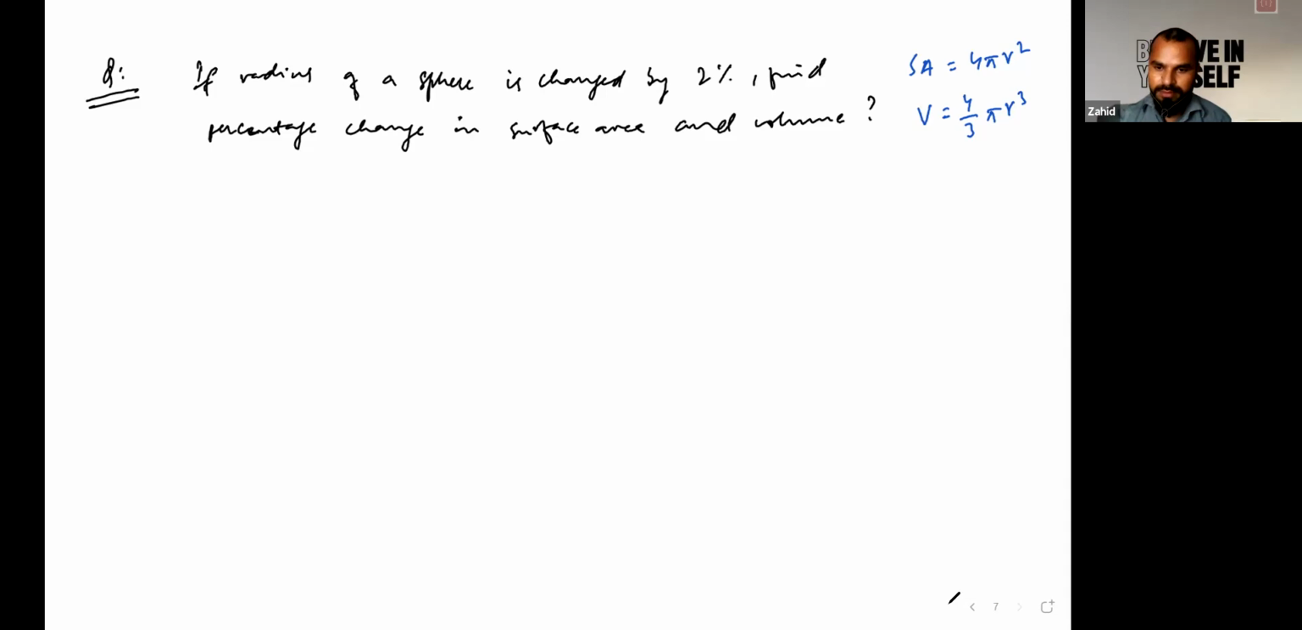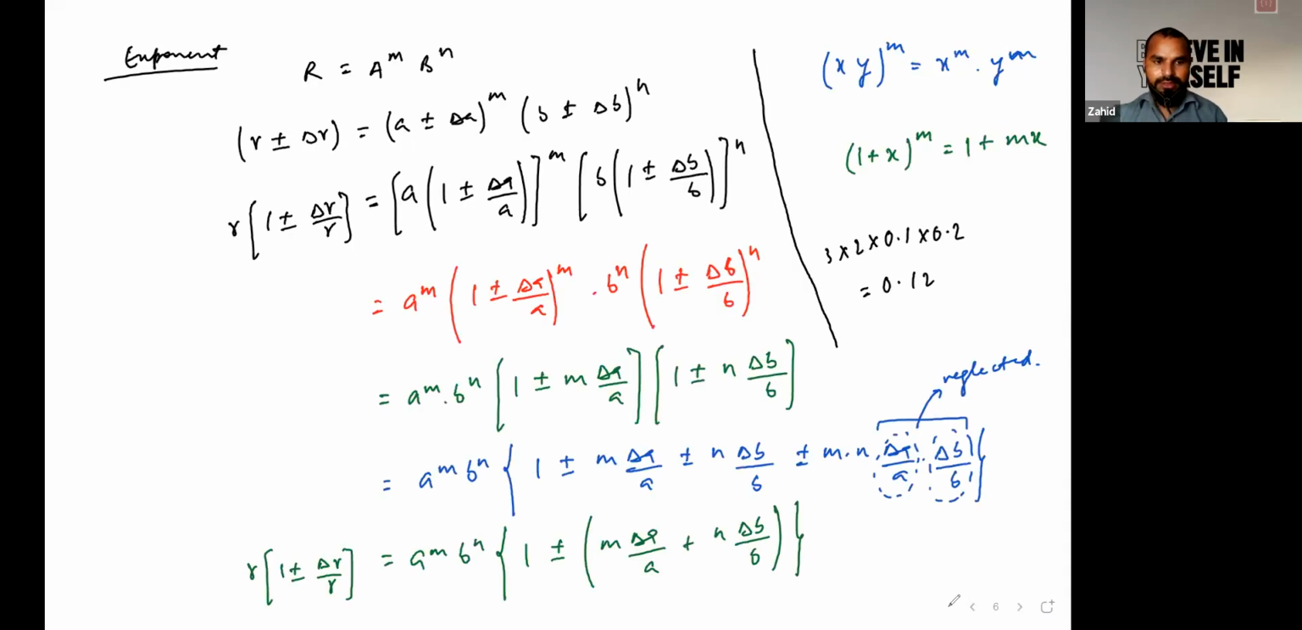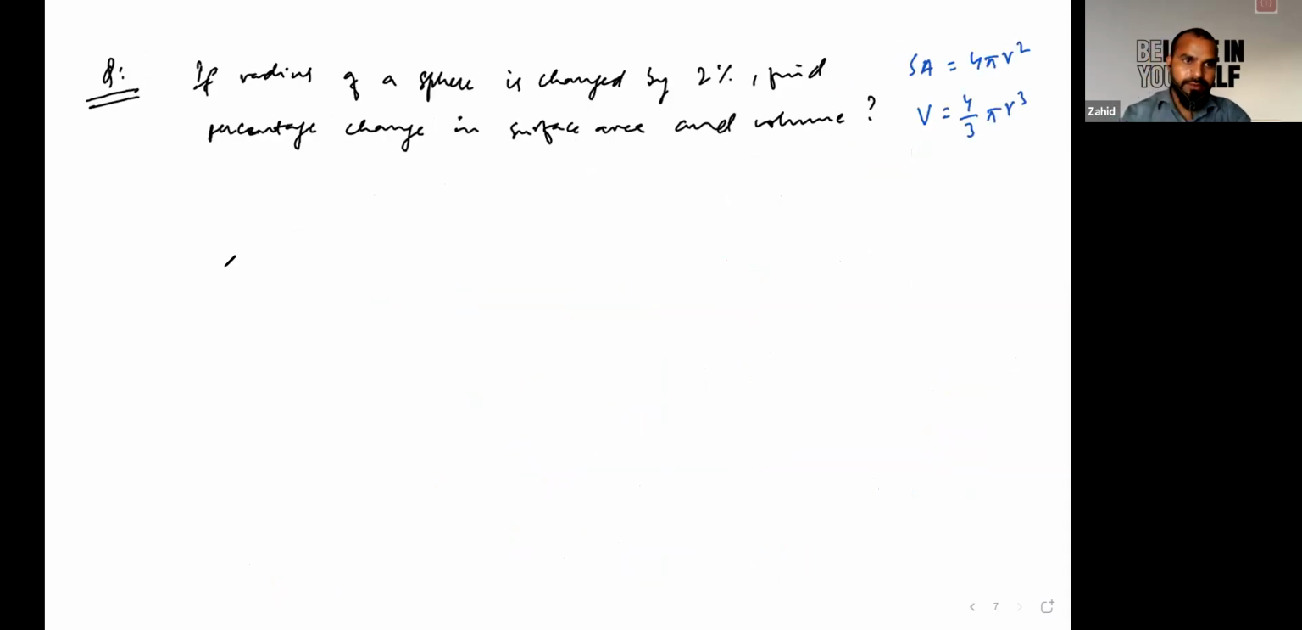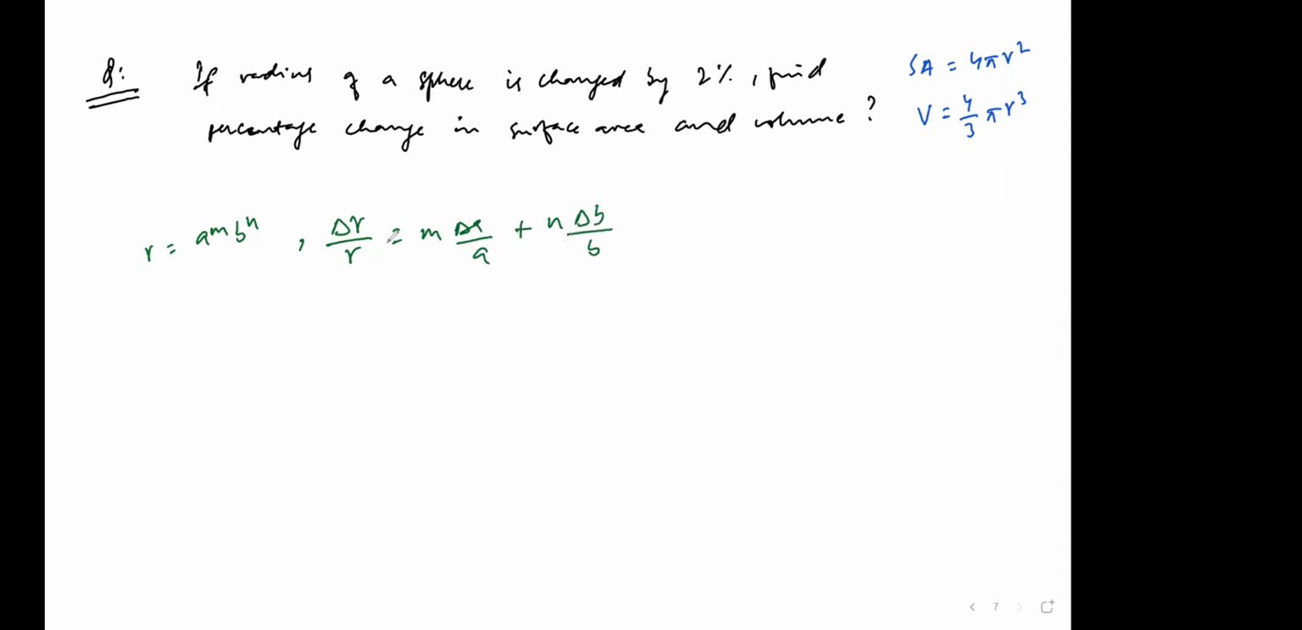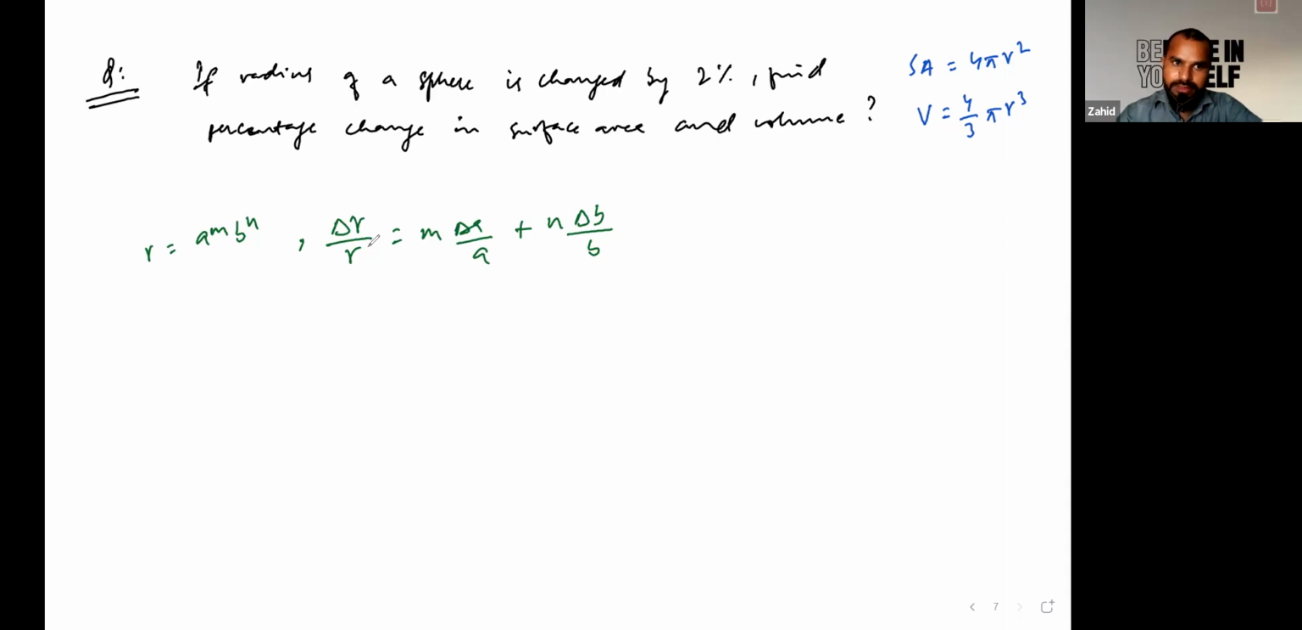Okay, just wait. I haven't obtained that last relation. So on comparing these two parts, R is equal to A raised to the power N, B raised to the power N. And similarly, delta R over R would be equal to M times delta A over A plus N times delta B over B. If someone asks you to find percentage, then just multiply the left hand side and right hand side by 100 to obtain percentage error. Or if you have to calculate the error only, it will be delta R equals M times delta A over A plus N times delta B over B, and then multiply by R.